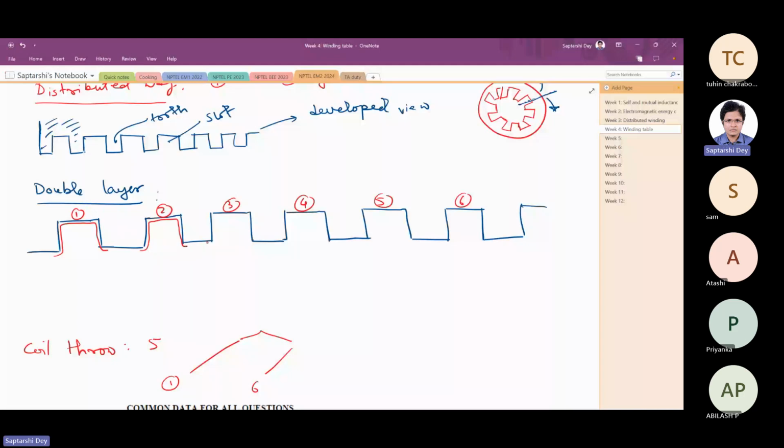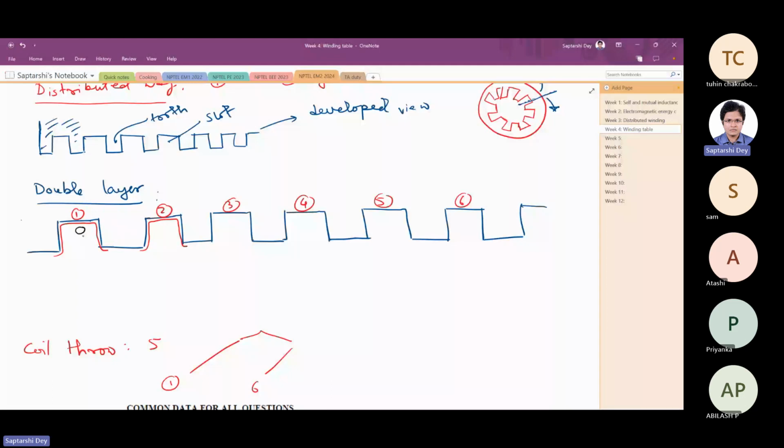This you have. So these kind of papers, plastic, not paper, some insulating material are put. Then what is done is a double layer winding, you remember. So two coil sides in every slot.